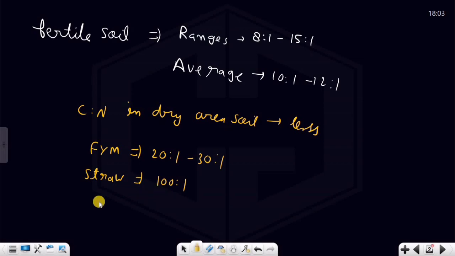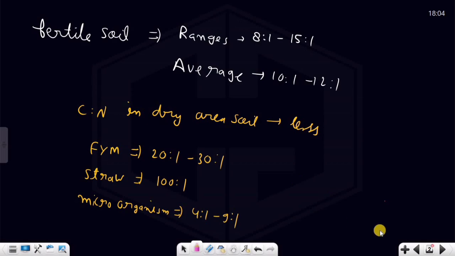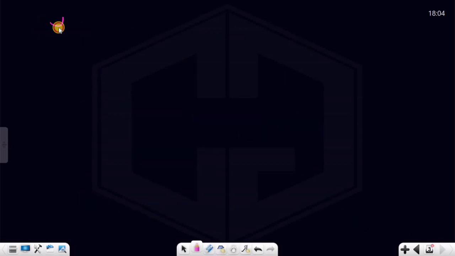Now let's move to microorganisms. The carbon nitrogen ratio of microorganisms ranges from 4:1 to 9:1, depending on the type of microorganism. Next, the carbon nitrogen ratio of fungi is about 10:1, and it is also the carbon nitrogen ratio of humus. Humus also has a carbon nitrogen ratio of 10:1. So this is the carbon nitrogen ratio.